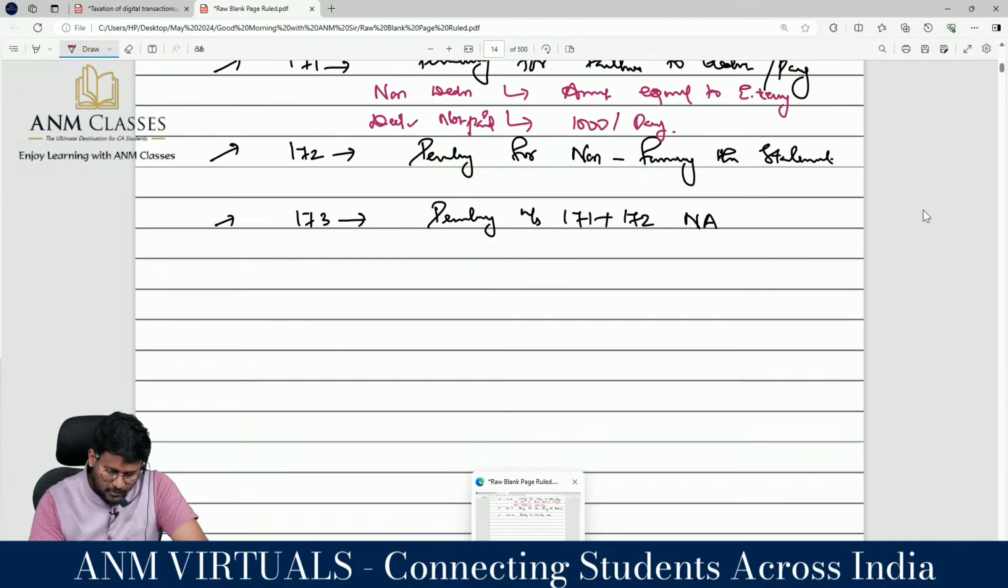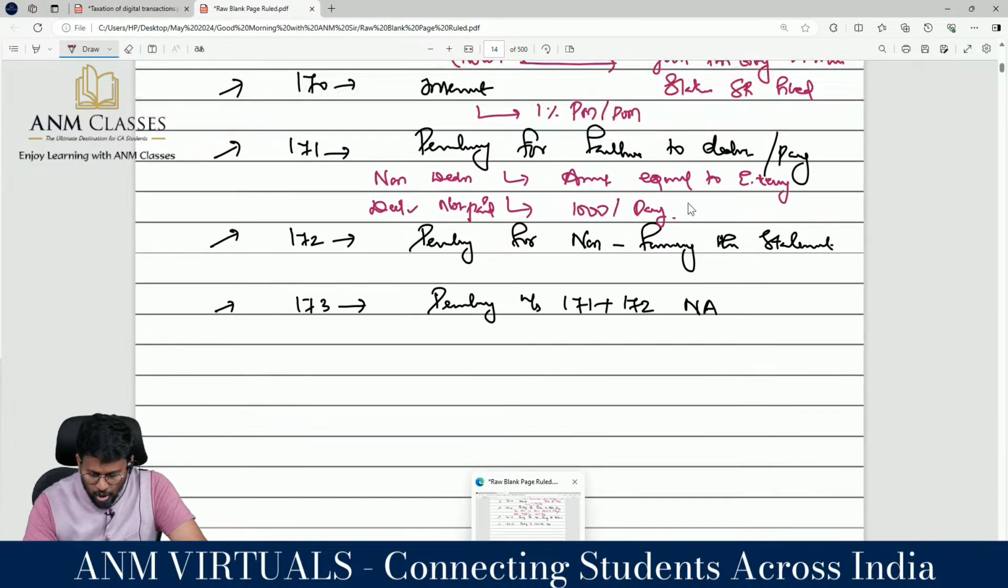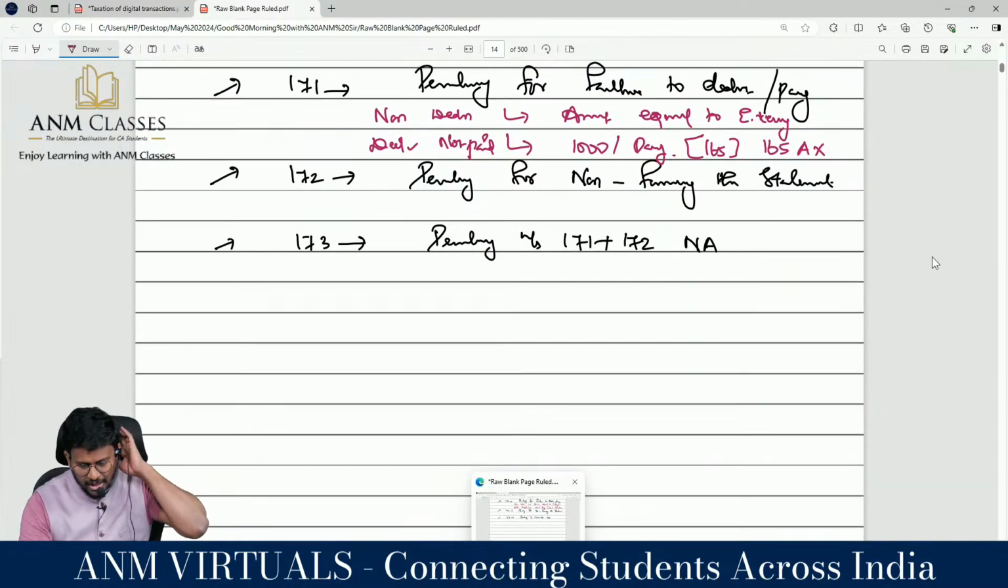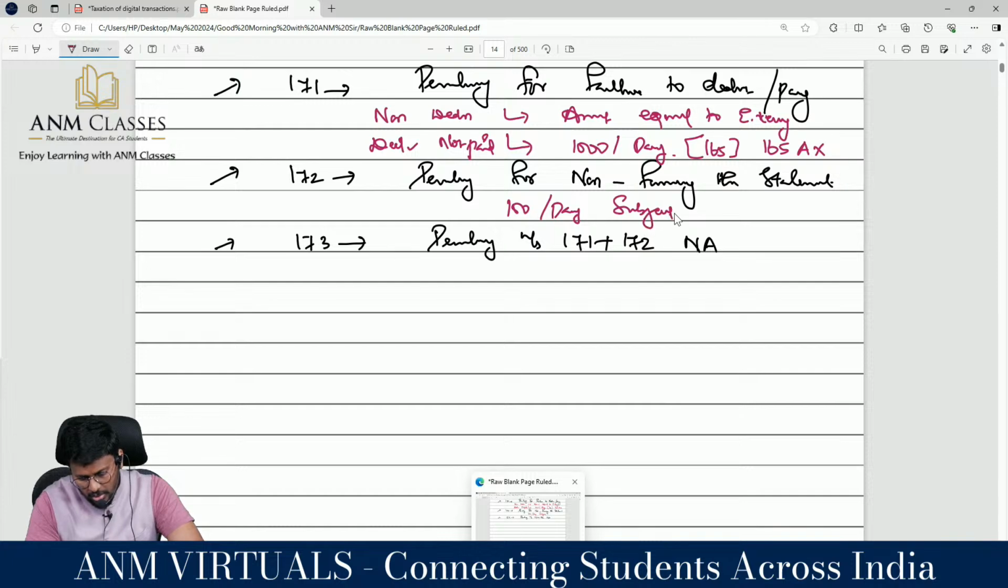Next one. This is only for what? 165 and not for 165A. Right, super. Next one. Penalty for non-furnishing the statement. 100 per day, subject to equalization levy. 100 per day, but it should not exceed equalization levy.